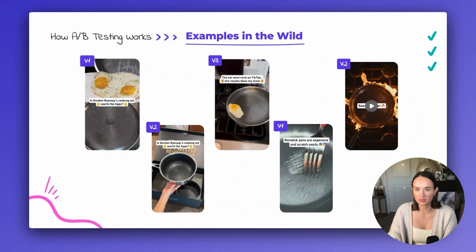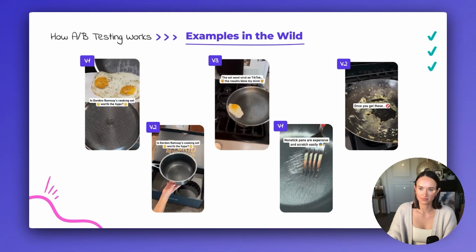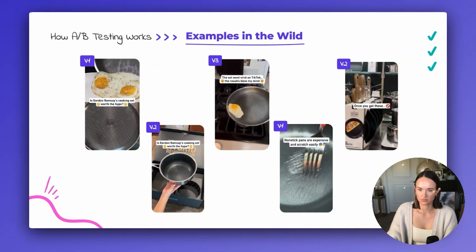Whereas V2, once you get these, you'll never buy another pan again.